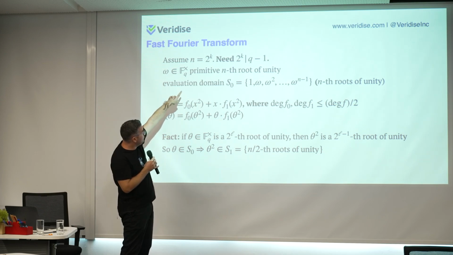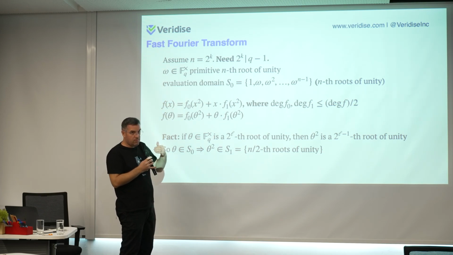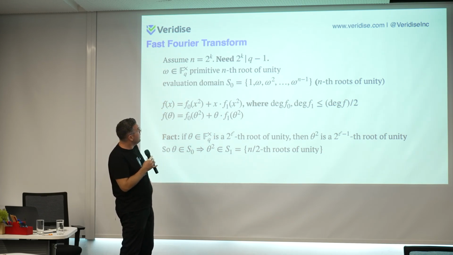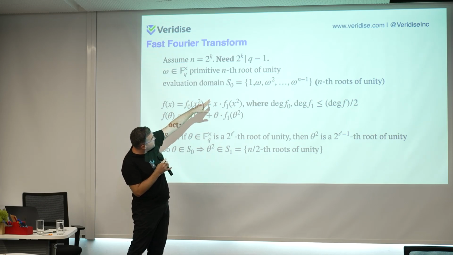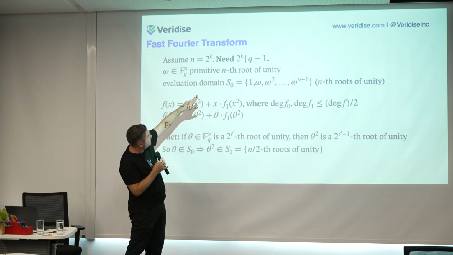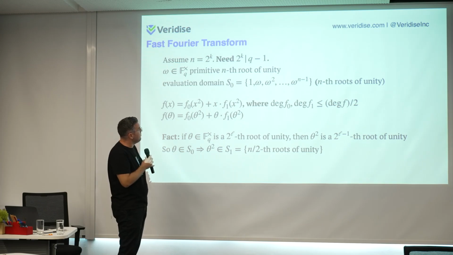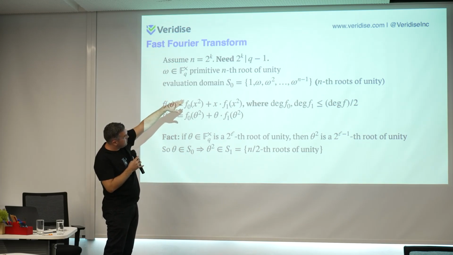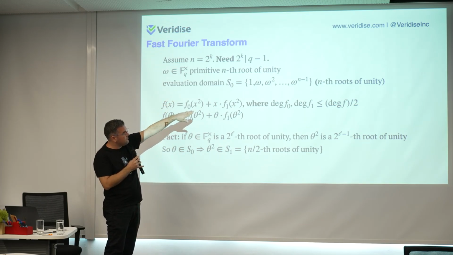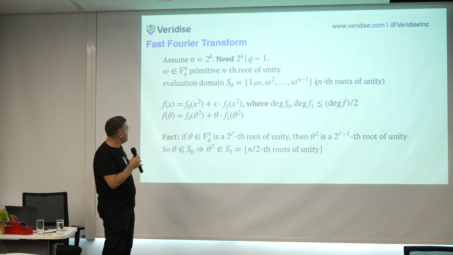So n is 2 to the power k, you evaluate your polynomials at n different points, and now the condition that n divides q minus 1 turns into a condition that 2 to the k divides q minus 1. And given that condition, if it's satisfied, you have those roots of unity. And why is that useful?